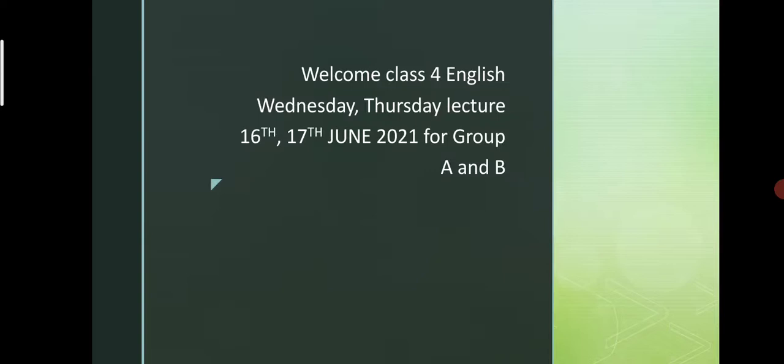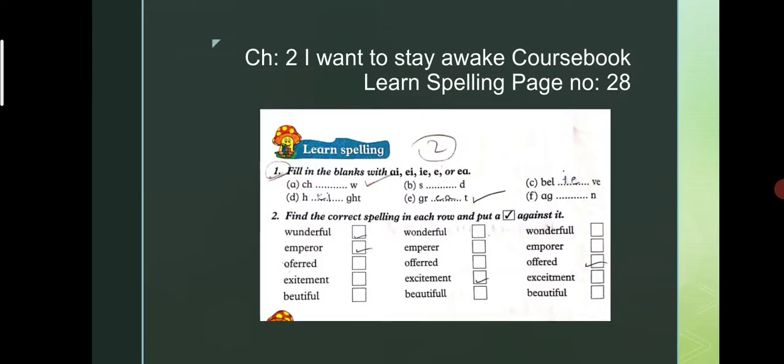So, class 4, it's your English lecture and this lecture is for both group A and B. Group A will listen to this lecture on Thursday, and group B will listen to it on Wednesday. So this is the lecture for both of the groups. Let's begin. We are going to do our course book chapter number 2.